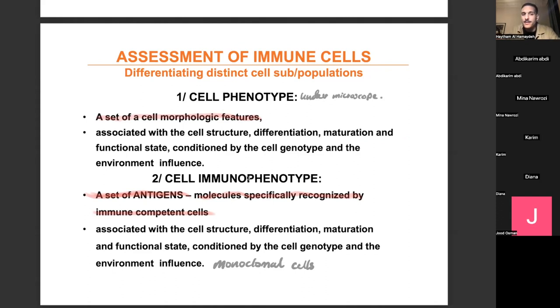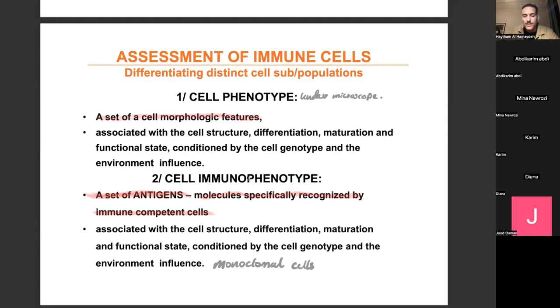The second thing is cell immunophenotype. In this part, we are differentiating cells, putting them into groups according to what is on their cell surface, in this case antigens. And how do we do that? We use antibodies, specific antibodies that bind to the specific antigens on the cell surfaces, and we differentiate them into groups. And it's also influenced by the genotype and the environment.